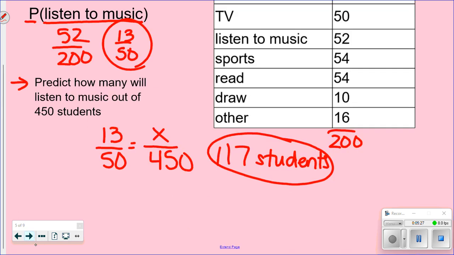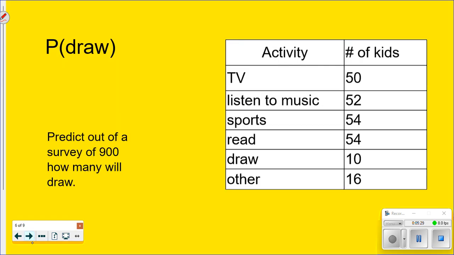We'll do another one like this. Here's my table again. First it says, find the probability of the students that like to draw. Again, out of those 200 kids, 10 out of 200 like to draw. And I can reduce this really simply. I know I can reduce that to 1/20th. So I know 1 out of 20 kids like to draw.